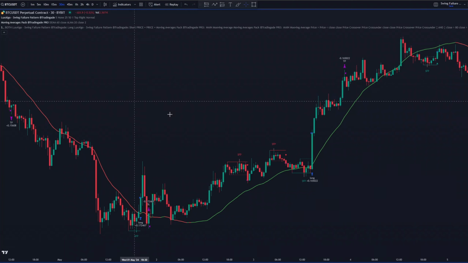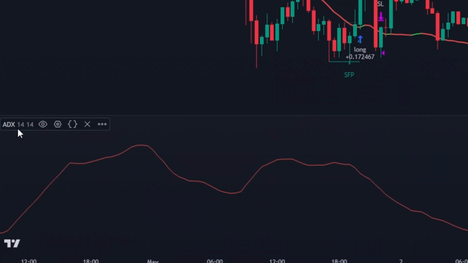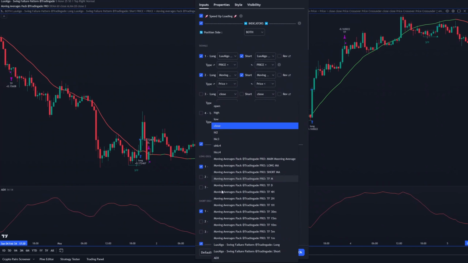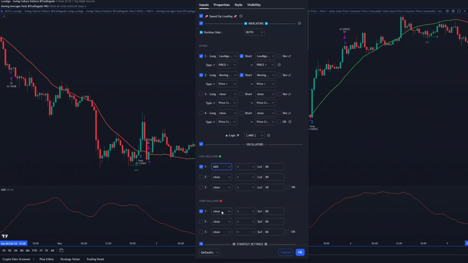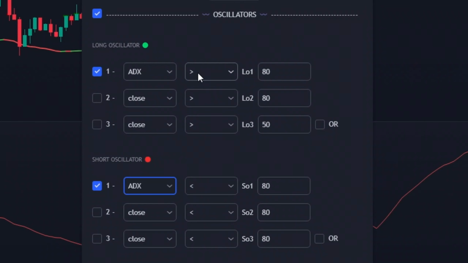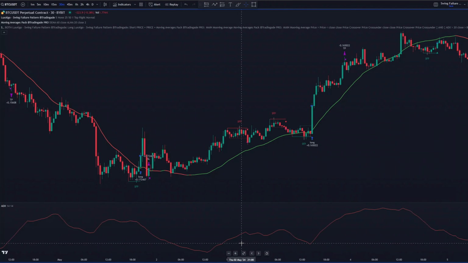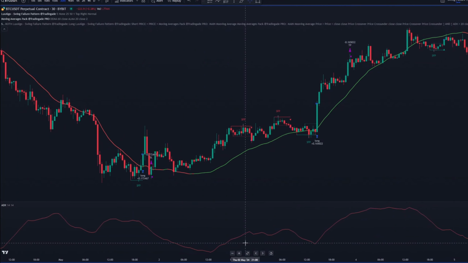Then the third and last confirmation will be based on volatility, and we can add the ADX, the average directional index. We will select in the strategy builder 2 signals, both long and short position. We will add the ADX, and we want the ADX to be above 20 level. This will help us to avoid trades when the volatility is too low. And we are good to go.